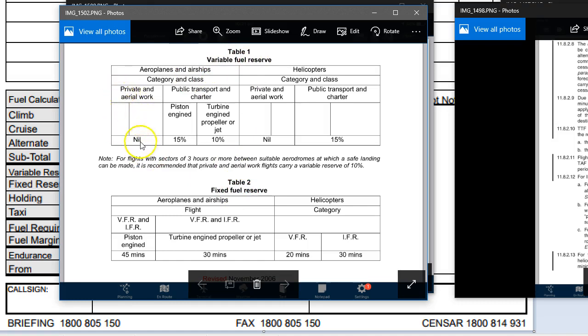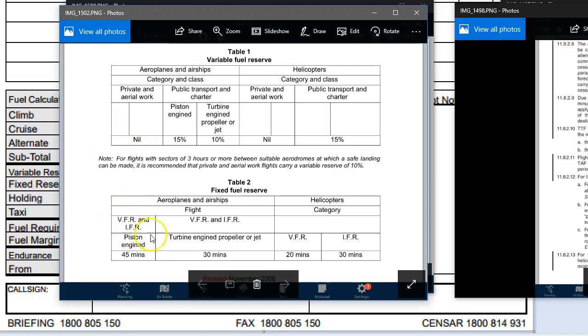Now, interestingly, we're here in this part of the course only dealing with private and VFR pilots. So the requirement for a variable fuel reserve is actually nil, right? But the recommendation, okay, is 10%. And I wouldn't like to see people using nil. That's something, again, to discuss with your instructor.